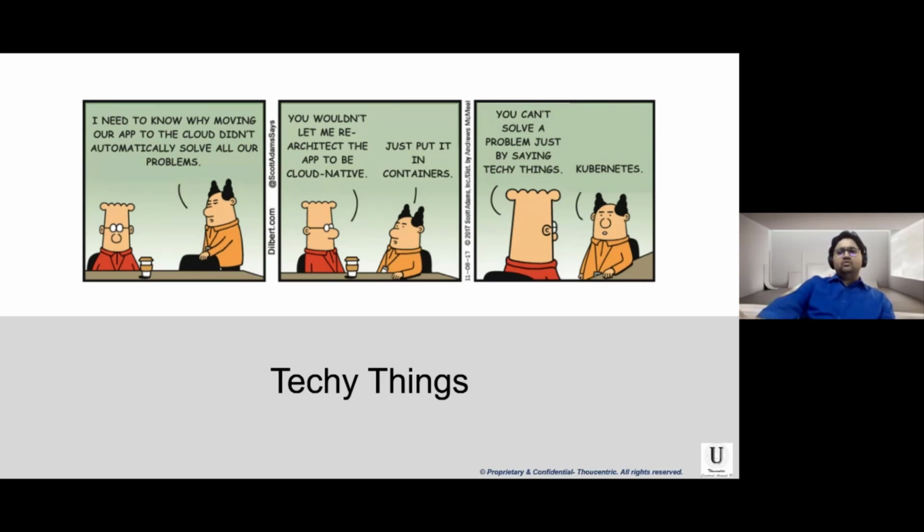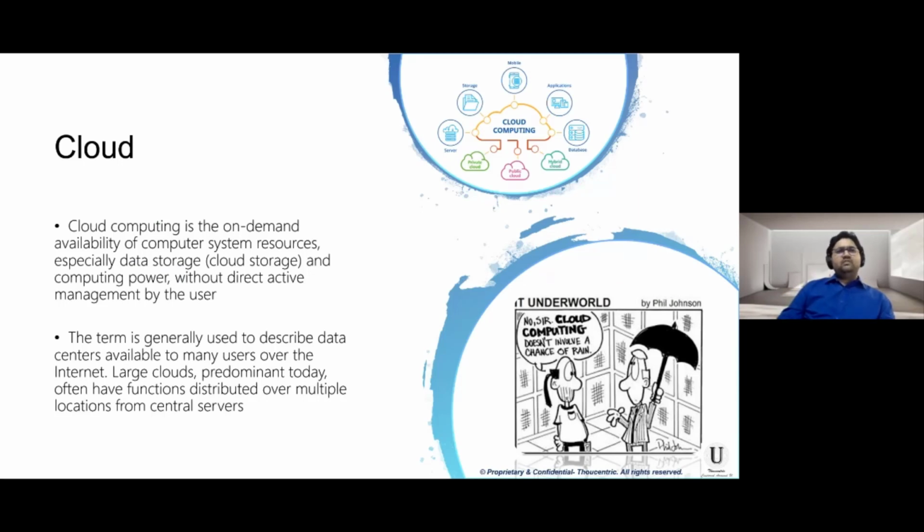Now, moving on to some of the terms which Mr. Dilbert talked about. One of the important ones is cloud. And this is just a one-slider on cloud, I could not do justice to this topic. So cloud computing is just democratizing compute, democratizing system resources like storage and computing power, and the management of it is directly given to the users, it is actively managed by a user.